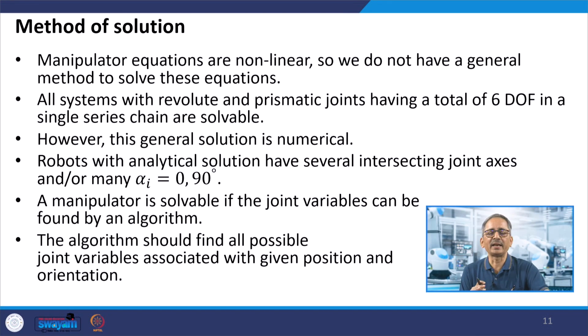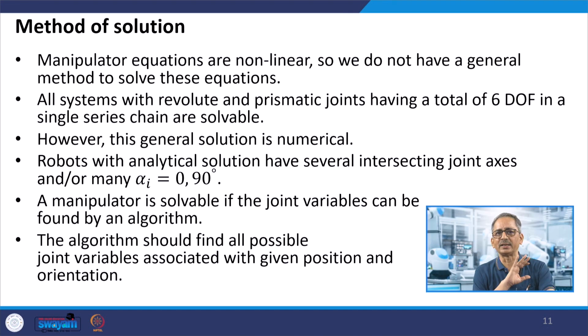Next challenge, the third one, is the method of solution. These manipulator equations are nonlinear, so we do not have a general method to solve them. All systems with revolute and prismatic joints having a total of 6 degrees of freedom in a single series chain are solvable. However, the general solution is going to be the numerical one. And robots with analytical solutions have several intersecting joint axes. Maybe we will discuss this a little later.